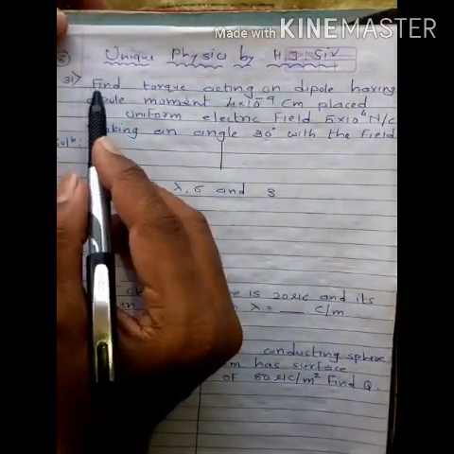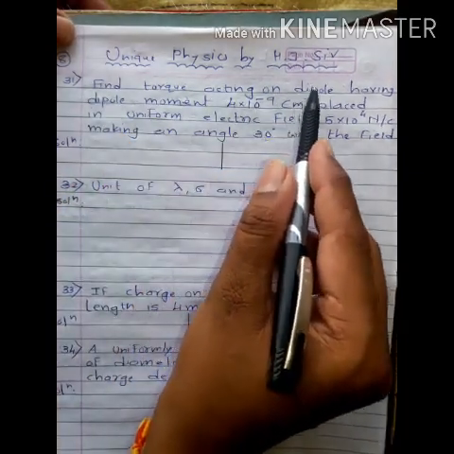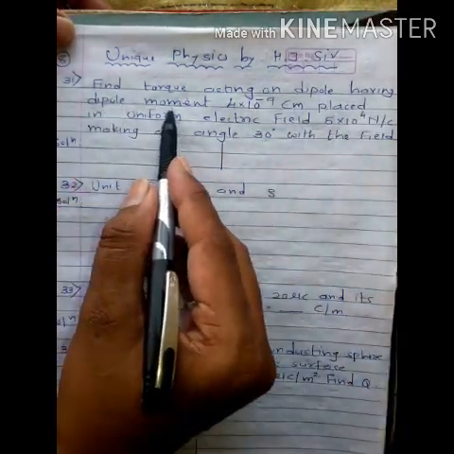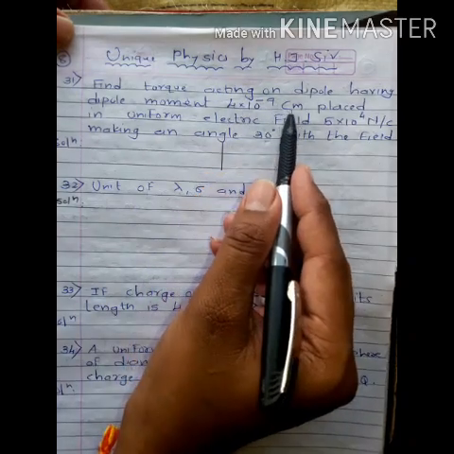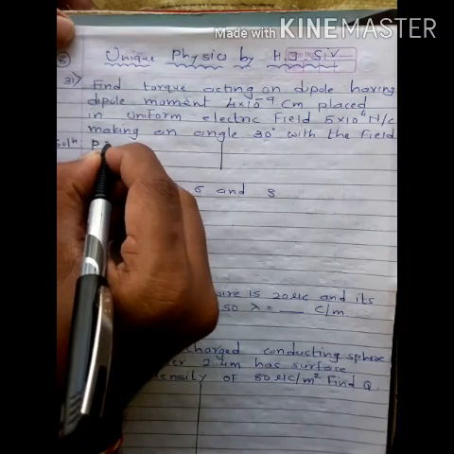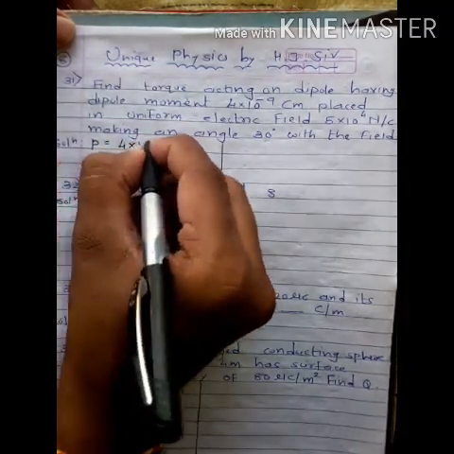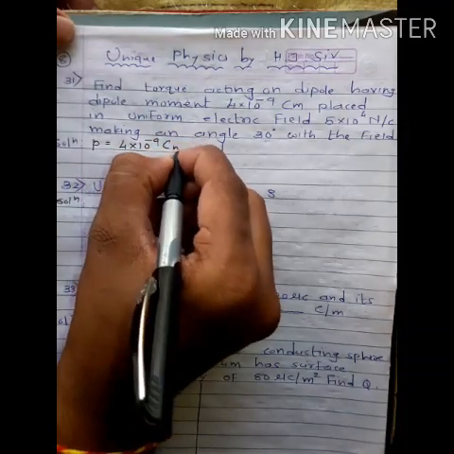Next MCQ, MCQ number 31. Find the torque acting on a dipole having dipole moment 4 into 10 raised to minus 9 Coulomb into meter. So here the dipole moment is given, P is equal to 4 into 10 raised to minus 9 Coulomb into meter.